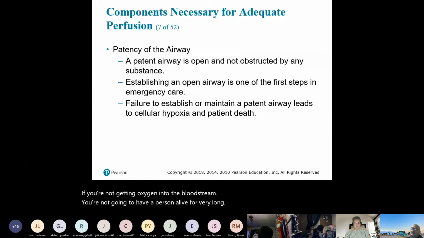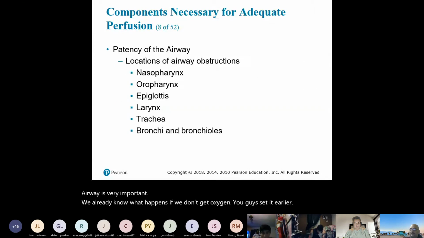So airway is very important. And we already know what happens if we don't get oxygen. You guys said it earlier. Cellular hypoxia.